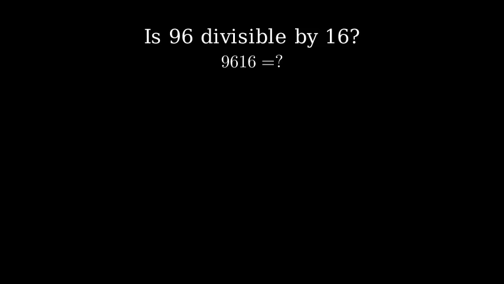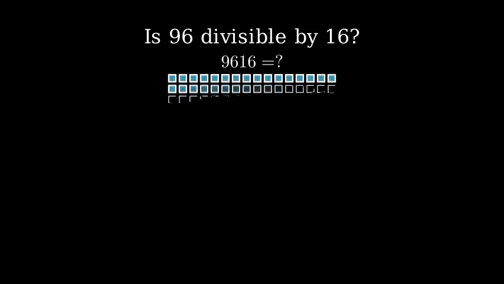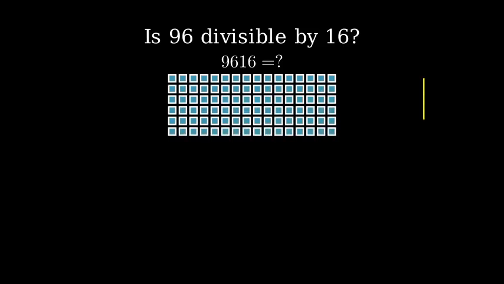Let's visualize this with rectangles. Here we have 96 units. We want to group these into sets of 16. When we divide 96 by 16, we get exactly 6 groups. This means that 96 equals 16 times 6. Since we got exactly 6 groups with no units left over, this means there is no remainder.